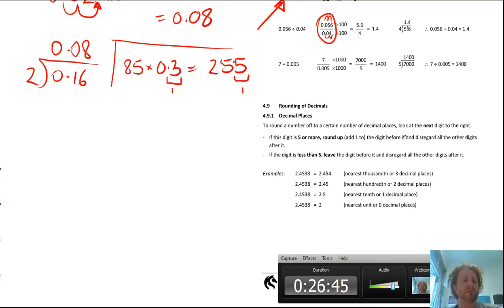Significant figures is more useful because it doesn't have to be a decimal to be able to use that sort of rounding. We'll see it in a sec. But decimal places, it does have to be a decimal. The example there is 2.4538. And the first question asks, what's that to the nearest 3 decimal places? Or it could ask the nearest thousandth.